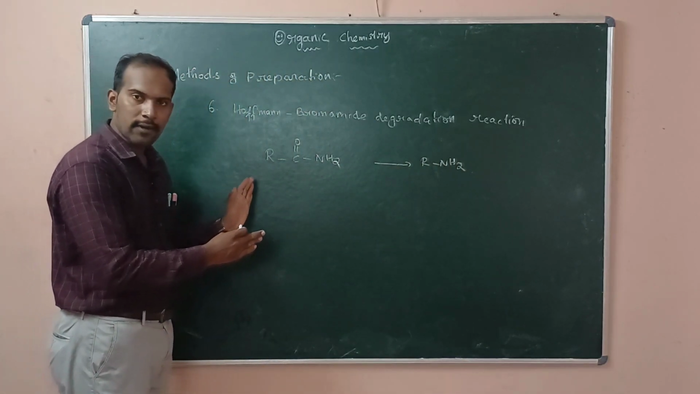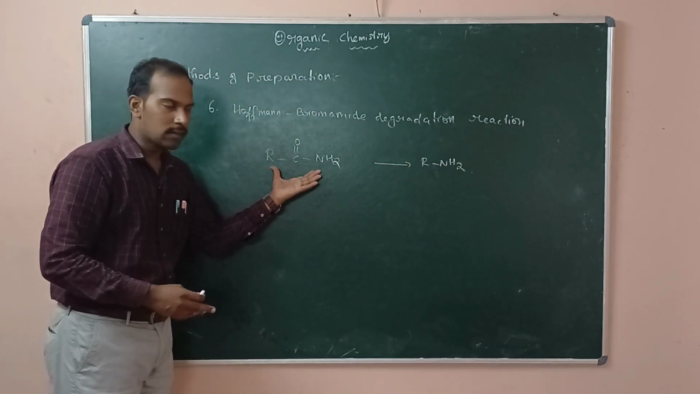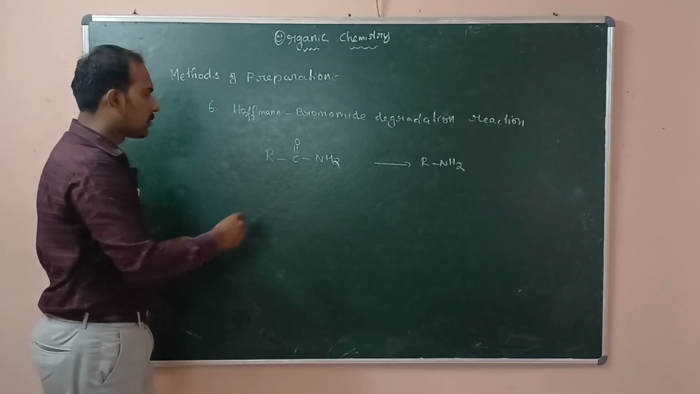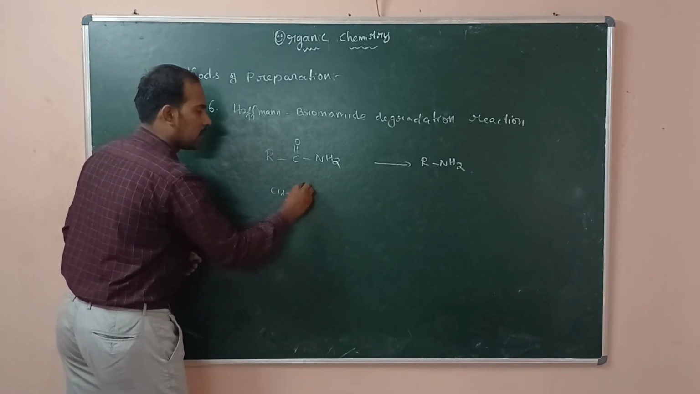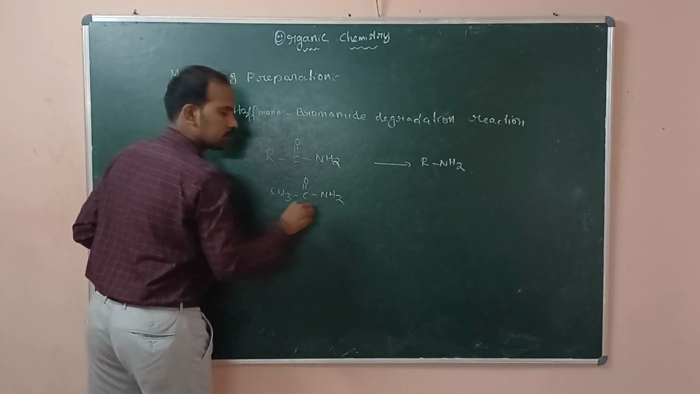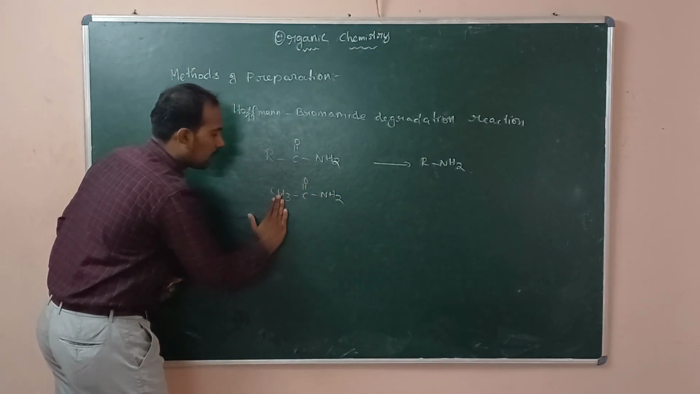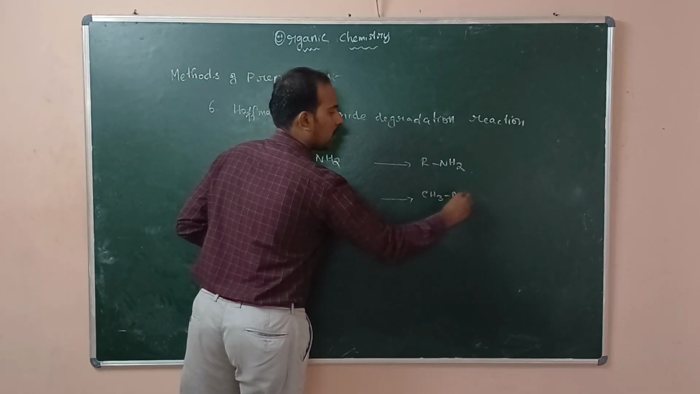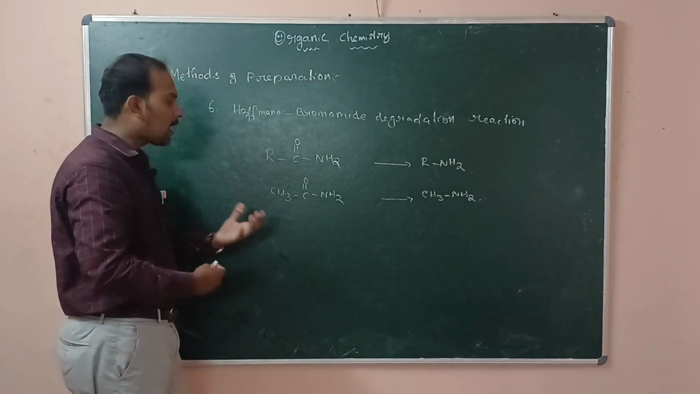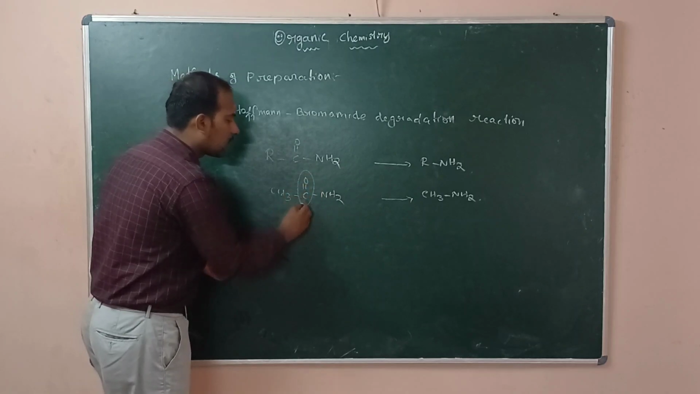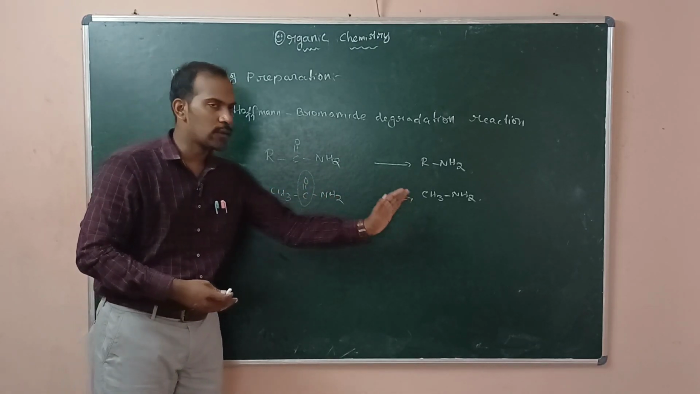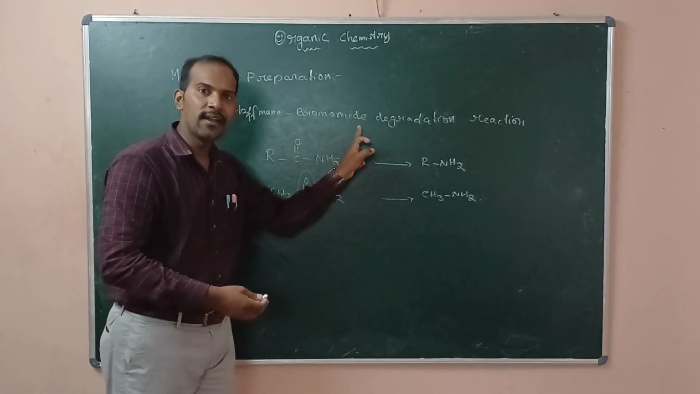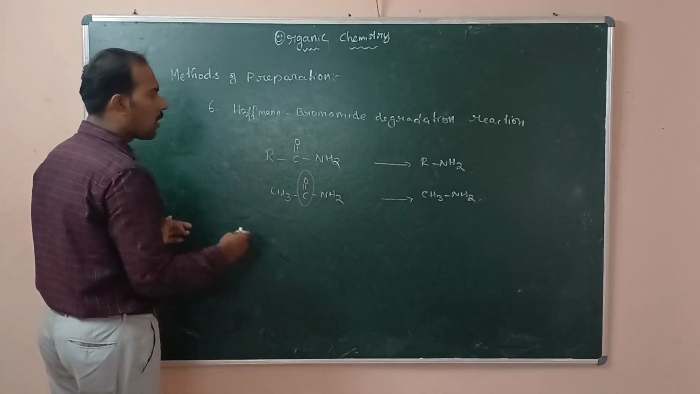Whenever they give an amide like RCONH2, you just hide this C double bond O and write whatever remains. For example, CH3 C double bond O NH2: you hide this, combine the left and right sides and write CH3NH2. What we understand from this is that one carbon is reduced. So whenever one carbon is reduced, we have to use the Hoffmann bromamide degradation reaction. Now, what is the reagent?